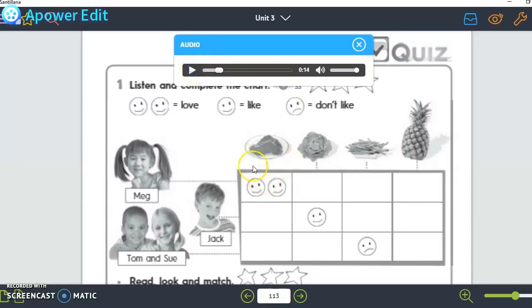Well, as you can see in the example, Meg says that she loves steak. For that reason, she has two happy faces.